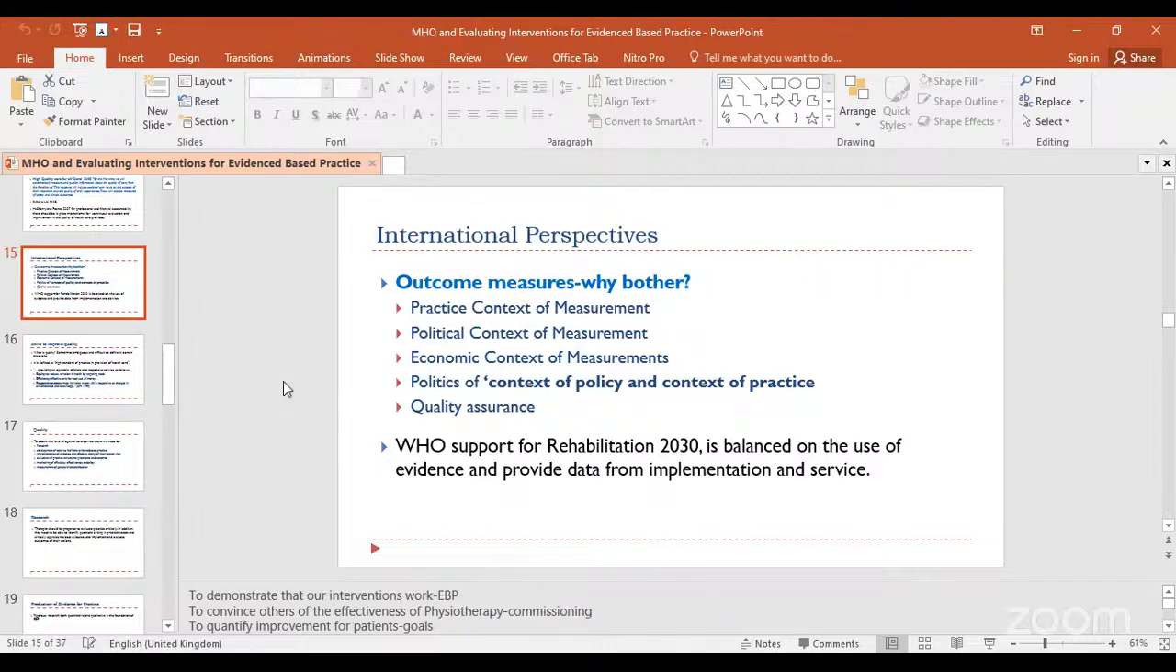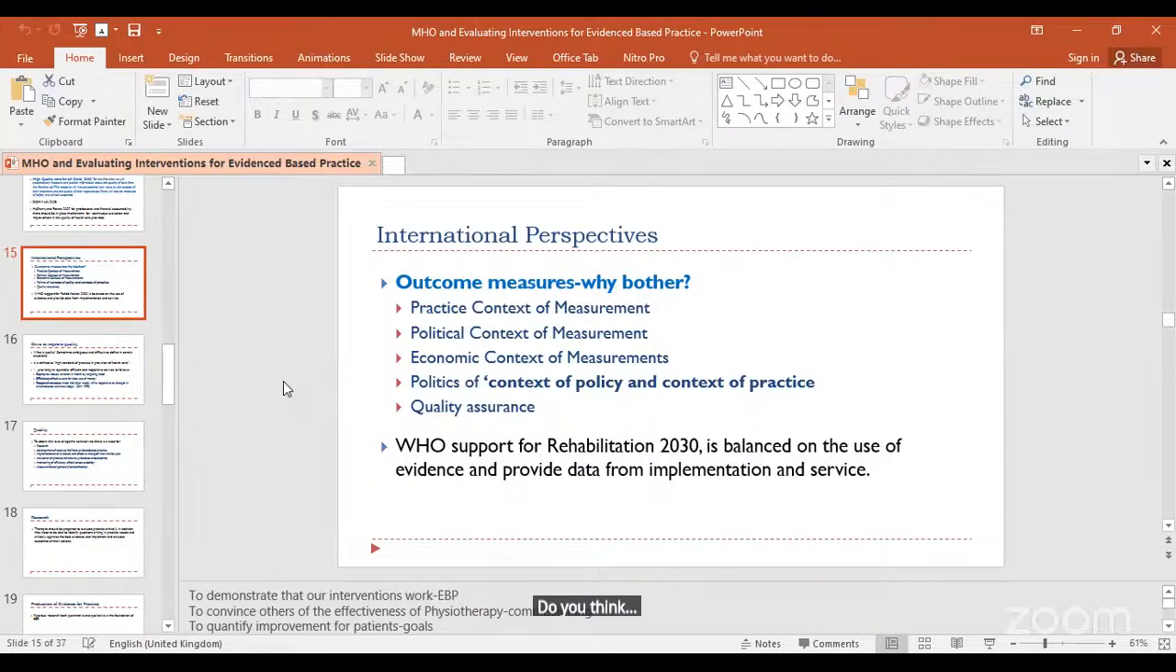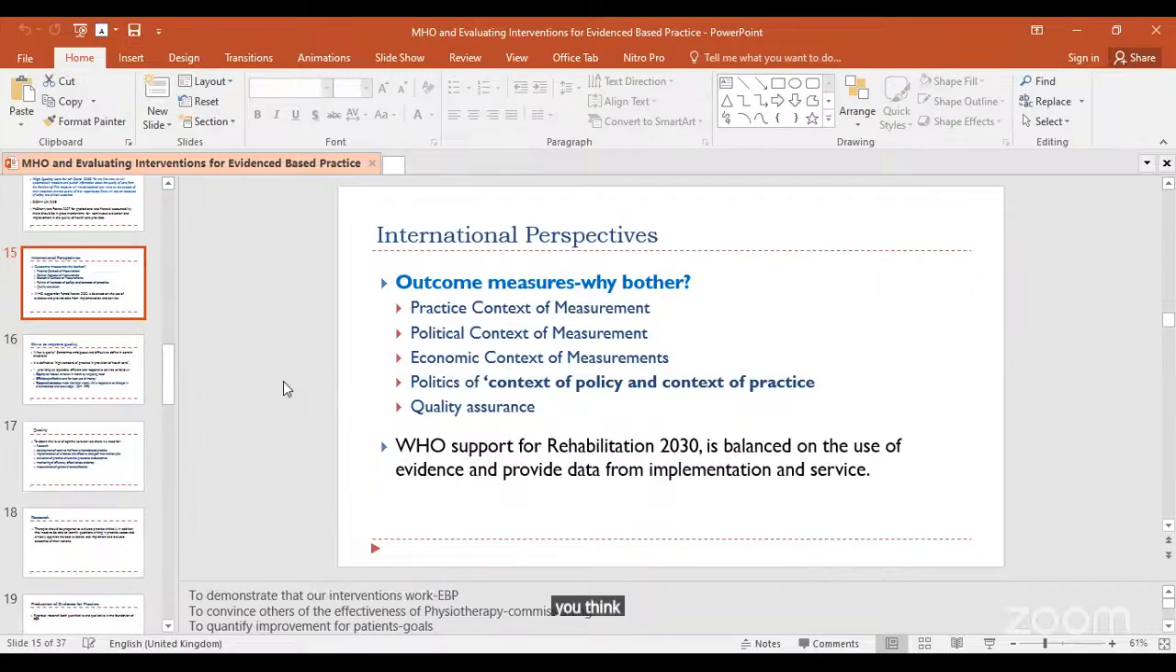Now, if I want to submit a proposal to the State House of Assembly, and I write out information of this outcome measure the way I present it to my professional colleague, do you think the Minister of Health, the people in the House of Assembly will be listening to your terminology of 10 degree, 20 degree, 30 degree? You think they are going to be interested in that? They will be interested in how many people will be impacted by this information in the village, in the rural areas where they will get votes.